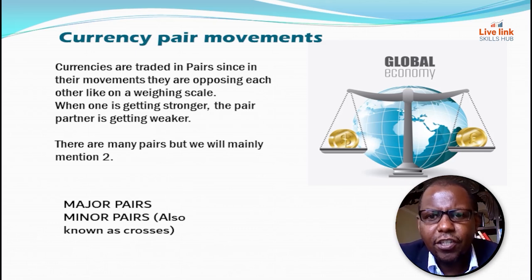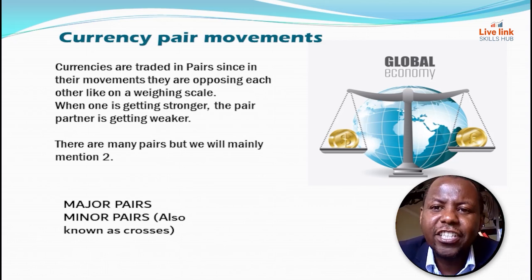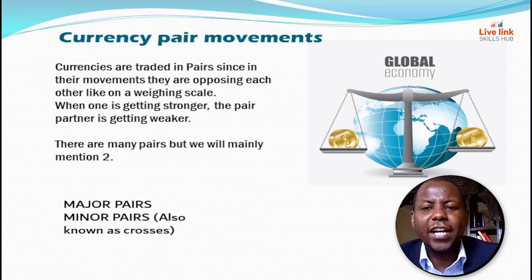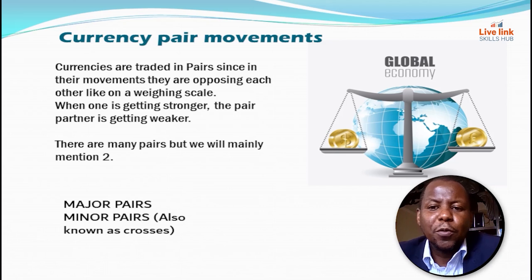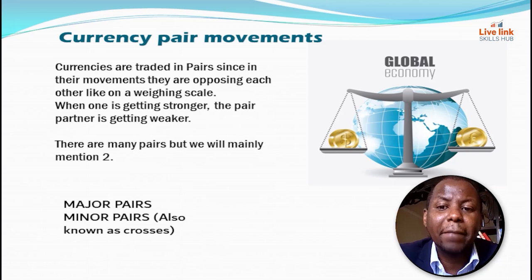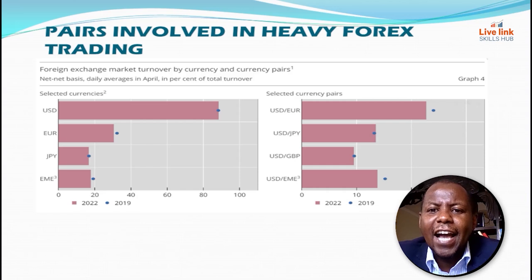In our presentation, currencies are traded in pairs, since in their movements they are opposing each other like on a weighing scale. When one is getting stronger, the pair partner is getting weaker. There are many pairs, but we will mainly mention two. We're going to deal with the major pairs, and then the minor pairs, which are also known as crosses. In forex trading, the pairs involved in heavy trading are listed here.